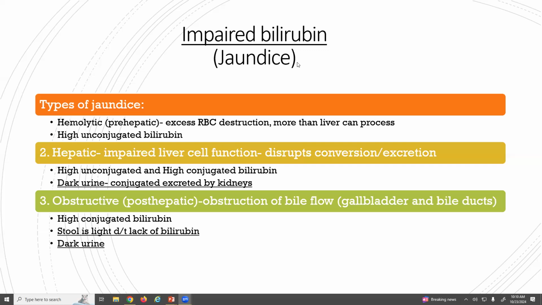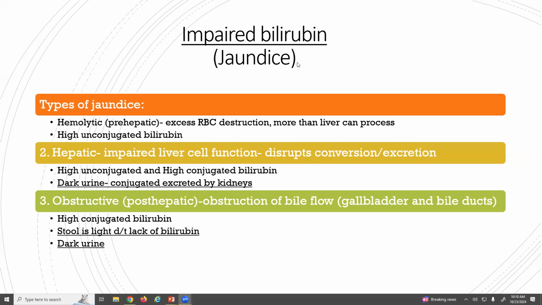And then obstructive bilirubin and jaundice is after we get out of the liver. Okay, so that's the obstruction of your bile flow, from the gallbladder and those bile ducts. Okay, the stool is going to have some changes in your post-hepatic. Your stool may be more light in color, okay, because there's a lack of bilirubin, or maybe dark urine.